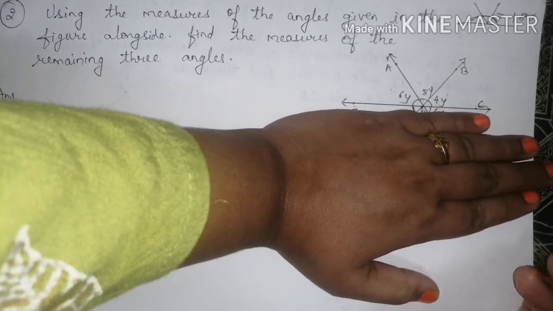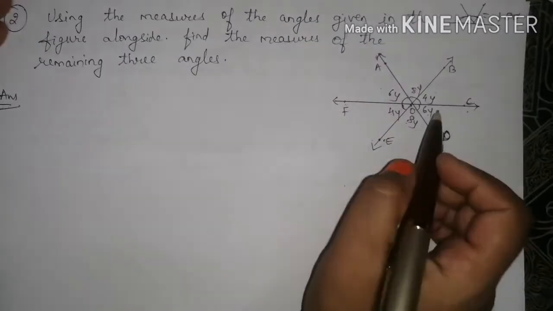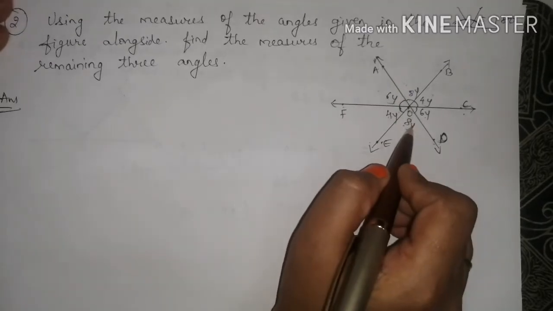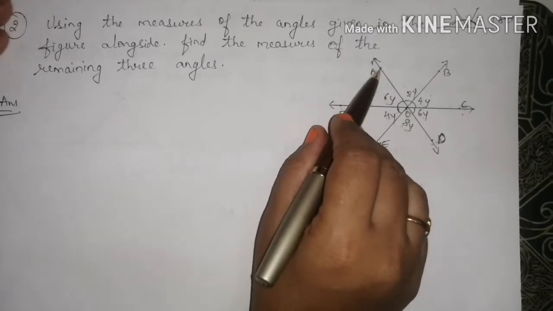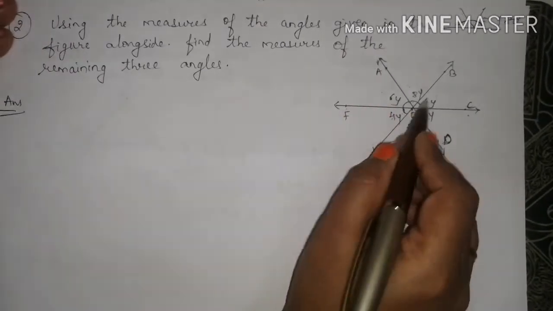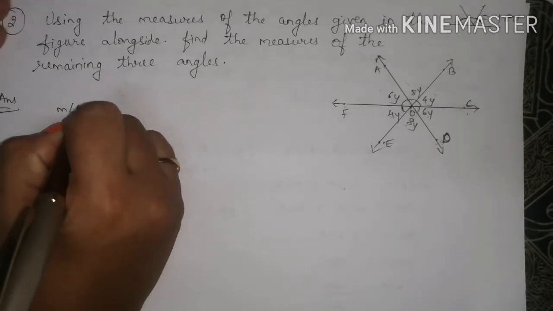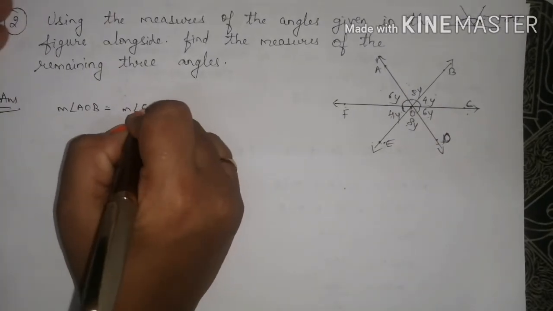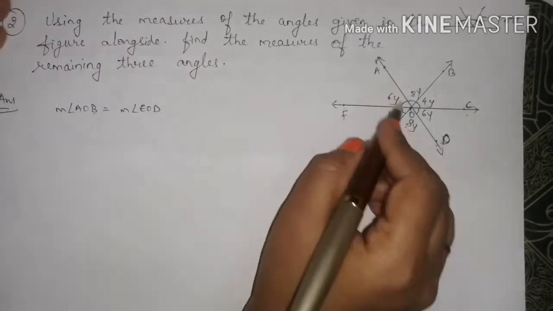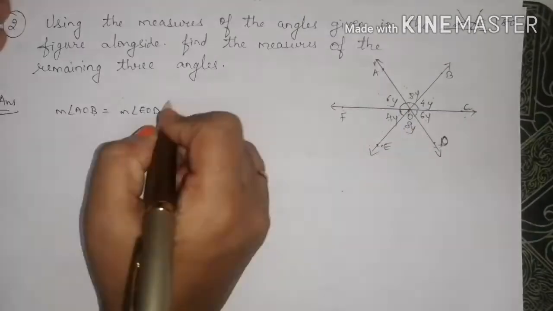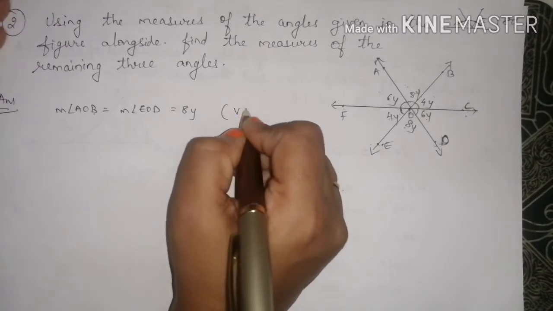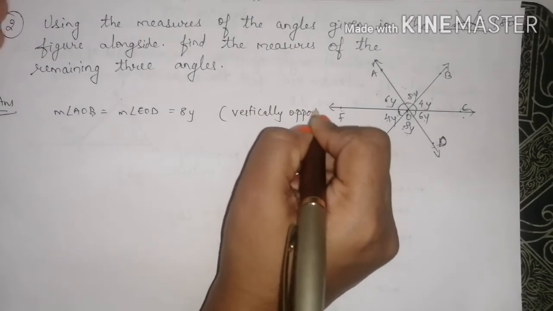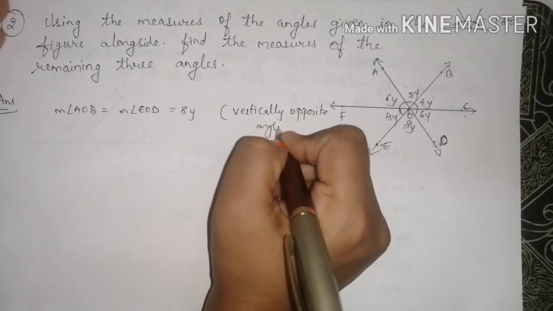So let us use this property. First of all, we will show how we found these with the help of vertically opposite angles. Measure of angle AOB is equal to measure of angle EOD. Why are they equal? If AOB was 8y, DOE is also 8y. The reason is vertically opposite angles.